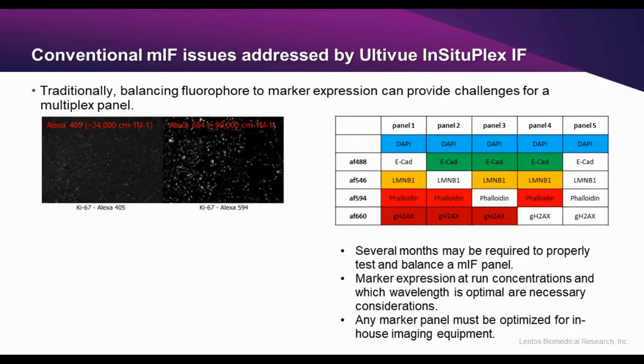Here is an example of how all fluorophores are not created equal. With exposure held constant, and both Ki-67 primary antibodies and secondary antibody conjugates run at the same concentration, Ki-67 detected with Alexa 594 clearly has a higher signal-to-noise ratio than Alexa 405.